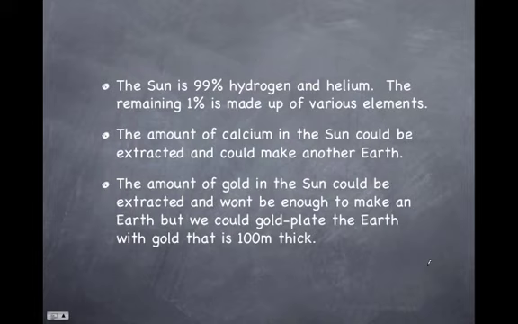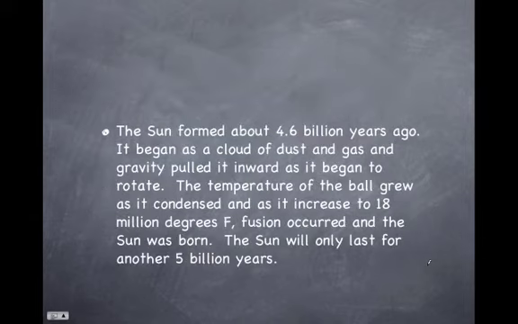Now, the sun is 99% hydrogen and helium, with the remaining 1% made of many, many other elements. The amount of calcium in the sun could be extracted and made into another Earth. The amount of gold can't make an Earth, but we could gold plate the Earth with gold 100 meters thick. So you get an understanding of how much material is really in the sun. The sun is huge compared to the Earth.